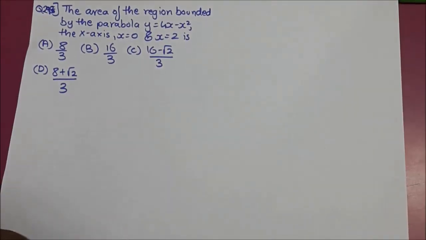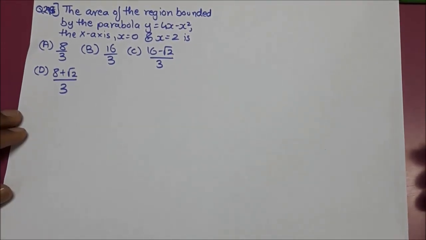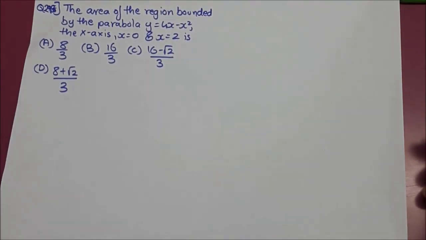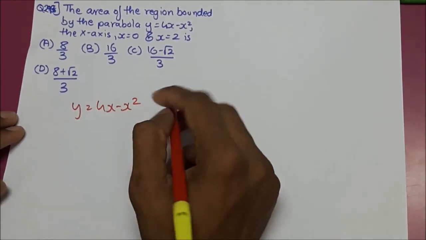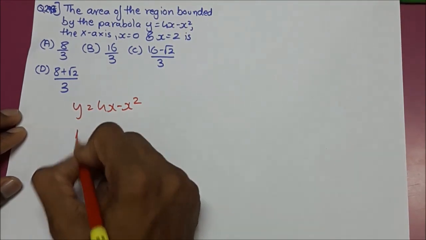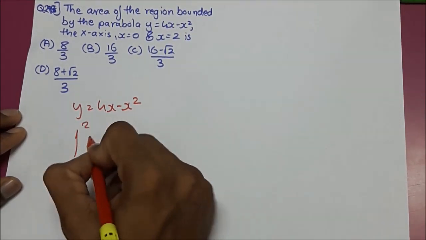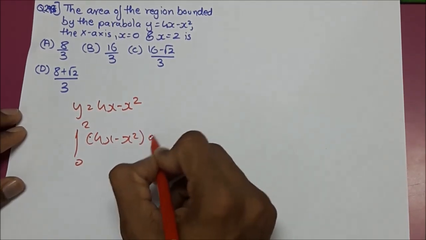Question 29. The area of the region bounded by the parabola y is equal to 4x minus x square, the x-axis, x is equal to 0 and x is equal to 2 is, we have four options, A 8 by 3, B 16 by 3, C 16 minus root 2 by 3, D 8 plus root 2 by 3. We have y is equal to 4x minus x square, with the limits x is equal to 0 to x is equal to 2. So the required area will be integral 0 to 2 of 4x minus x square dx.